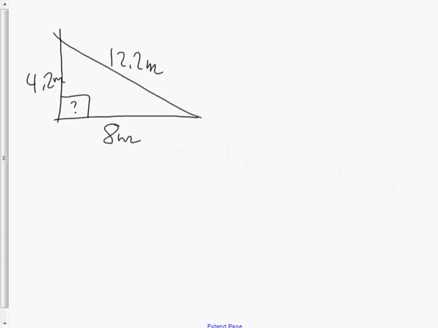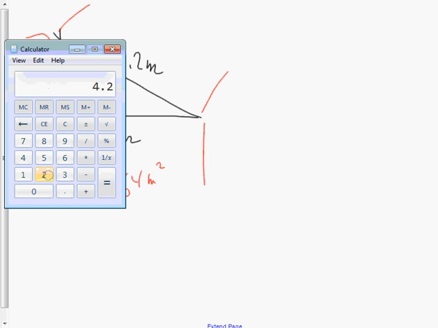Your grade 8 question here is your Pythagoras question. It gives you 3 side lengths and says, is this a right angle? Which means we have to use Pythagoras. So if I attach my legs here, 8 squared is 64 meters squared. 4.2 meters squared would be 4.2 times itself, which is 17.64.